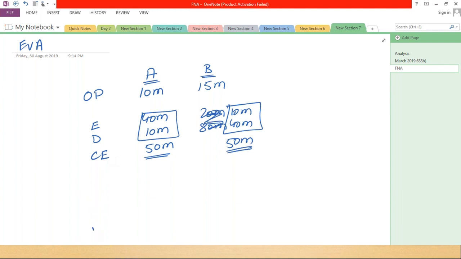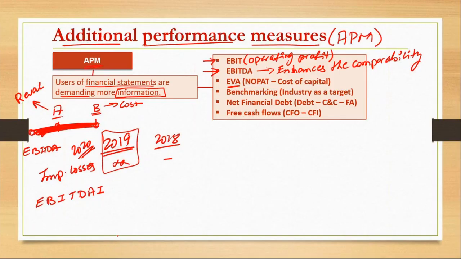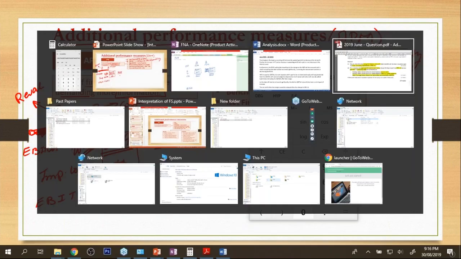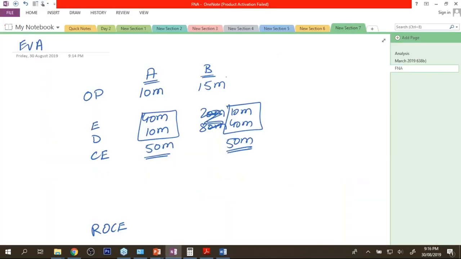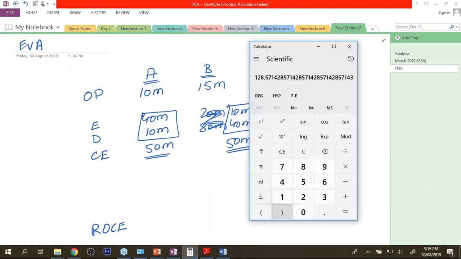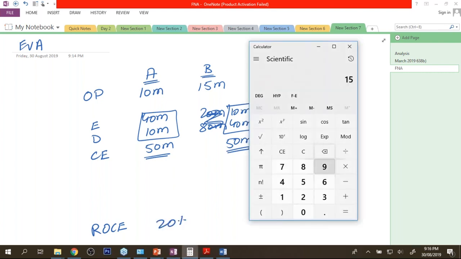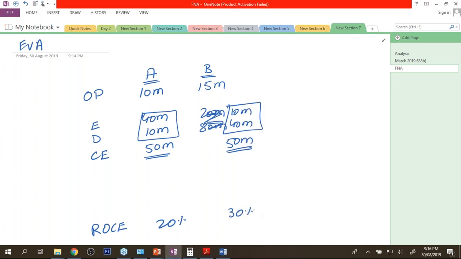So when we calculate the ROCE, we are going to say 10 divided by 50. What is the amount of 10 divided by 50? It's going to be 20%. So the ROCE was 20%, and 15 divided by 50 was 30%. So if we look at the ROCE, we are going to say that company B is comparatively better than A.